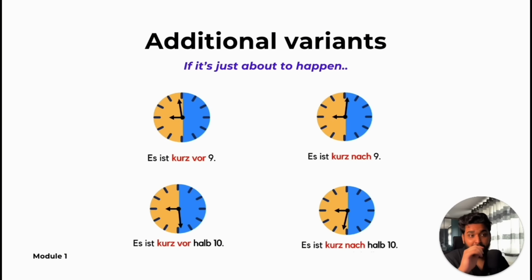If it's just about to happen, then you will say es ist kurz vor 9. You see, it is almost 9 o'clock. That's why you will say es ist kurz vor. Kurz is for short. It is a little bit short of becoming 9 o'clock. That's why es ist kurz vor 9. Similarly, es ist kurz nach 9. After 9, yeah? A short, little bit after 9. Es ist kurz nach 9.